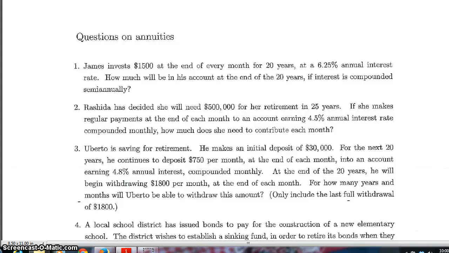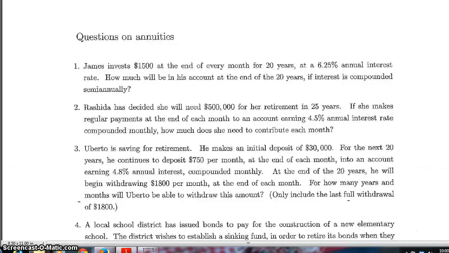It's a much more complicated problem than I was intending, but I'll go through it. James invests $1,500 at the end of every month for 20 years at 6.25% annual interest rate. How much will be in the account at the end of 20 years if interest is compounded semi-annually?